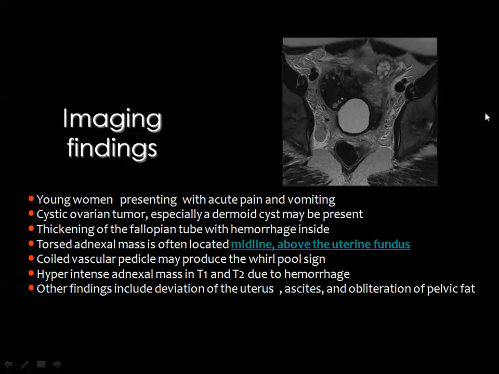And if you inject contrast media, you will get some perfusion defect of the affected ovary. The ovary is usually of bright signal in the T1 and T2 weighted image because of the presence of internal hemorrhage, and sometimes you can see the benign tumor that is the precursor or the factor leading to torsion of the ovary.